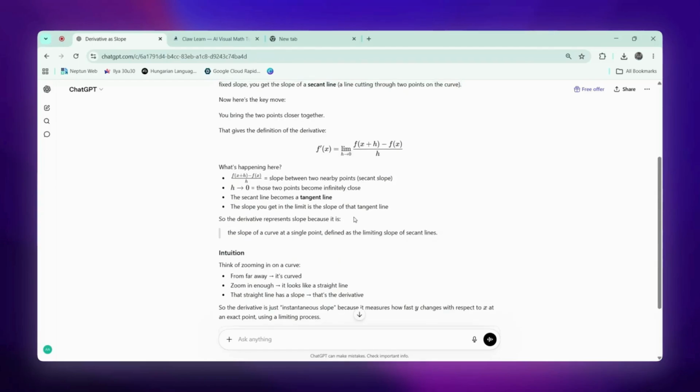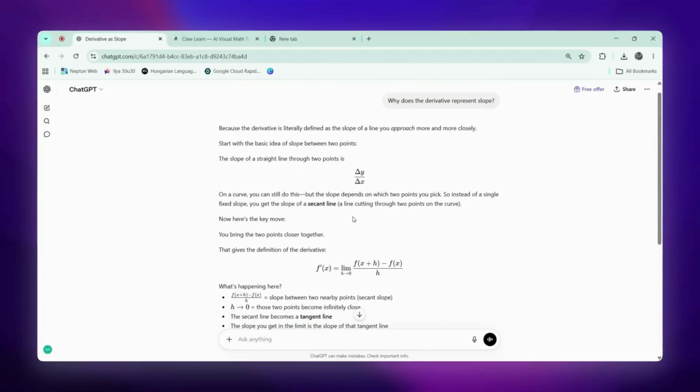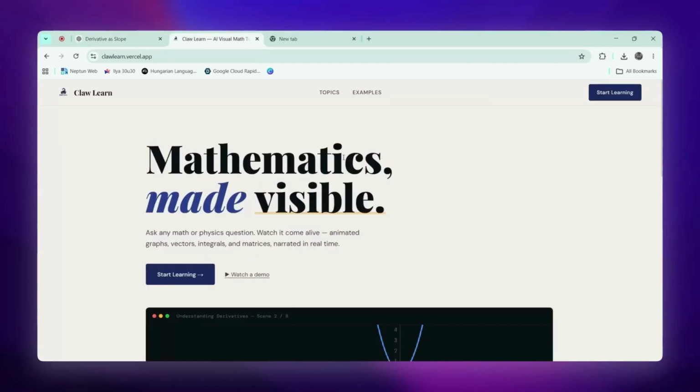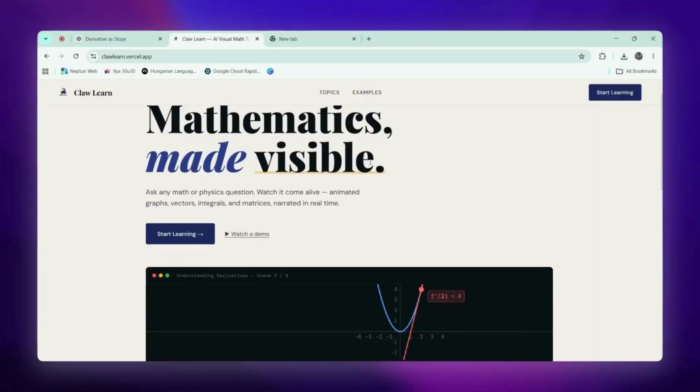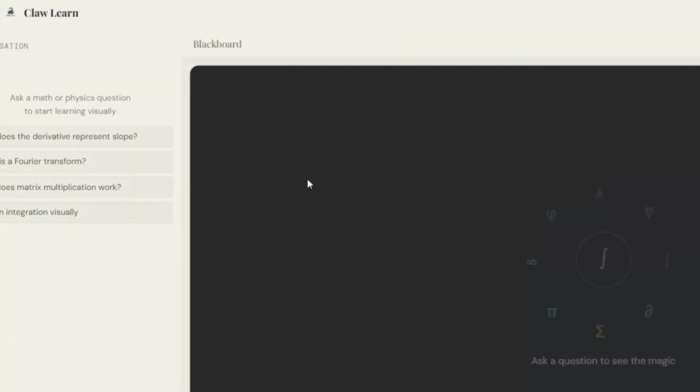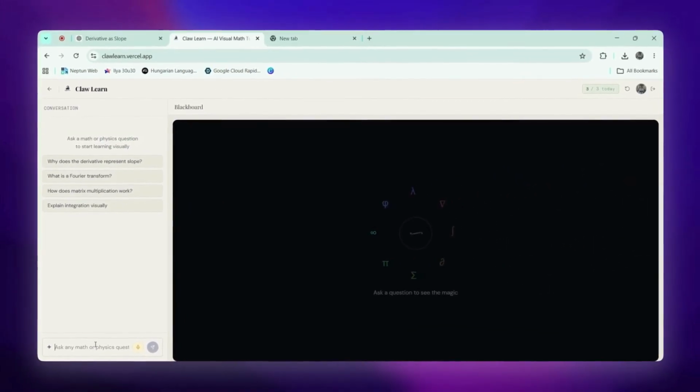So let's continue with my AI Crawler. To build the Crawler, I use 11 Labs and generative AI combined with beautiful graphics inspired by 3Blue1Brown. And let's start learning and ask the same question to the Crawler.